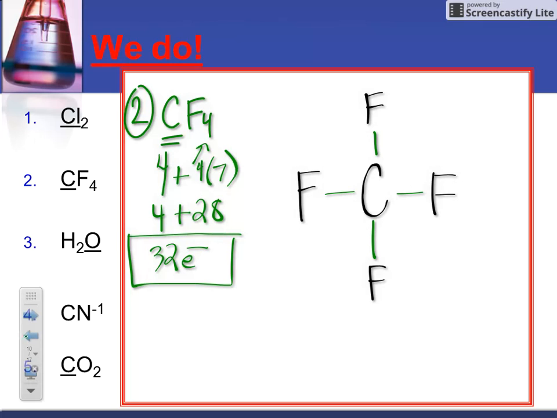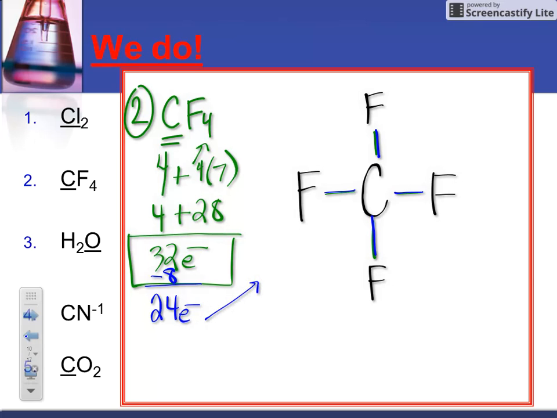Now add up the electrons you've used so far. I've used 2, 4, 6, 8 electrons. Again, each dashed line is 2. 2, 4, 6, 8 electrons. So come back over here and say 32 minus 8. And when you subtract 32 minus 8, that gives you the remaining electrons that you have. So when you subtract, you get 24 electrons that you're going to now place around the atoms that need them.